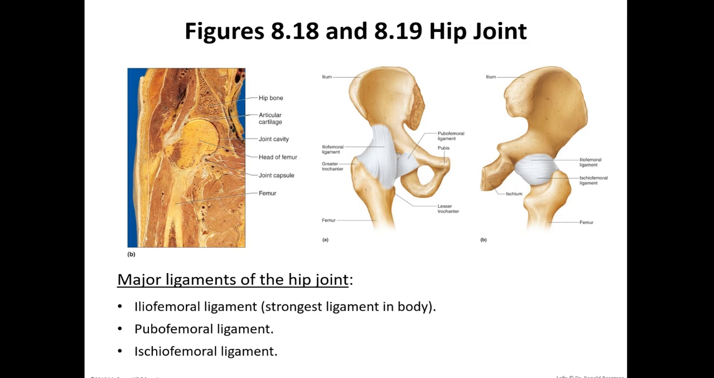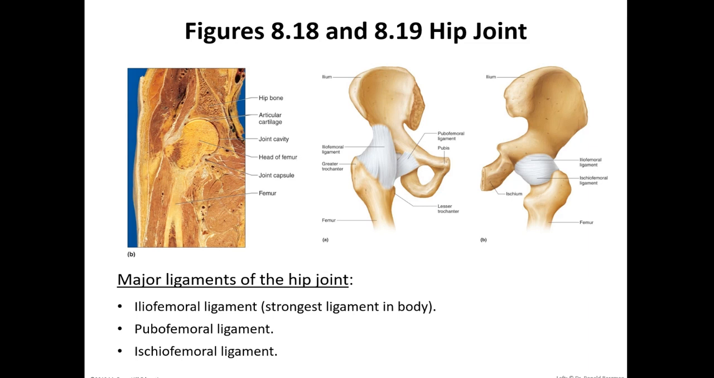So all these ligaments that help reinforce the anchoring of the femur to the hip bone are the iliofemoral ligament, which is said to be the strongest of them. As a matter of fact, it's said to be the strongest ligament in the body. And then we have the pubofemoral ligament, and then we have the ischiofemoral ligament.